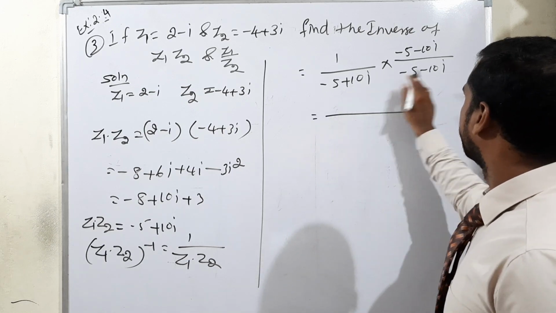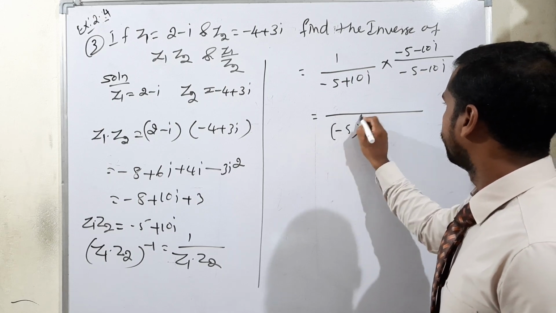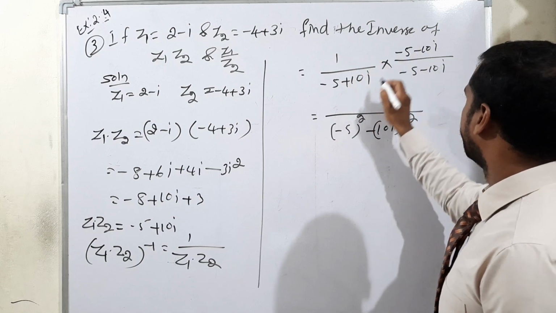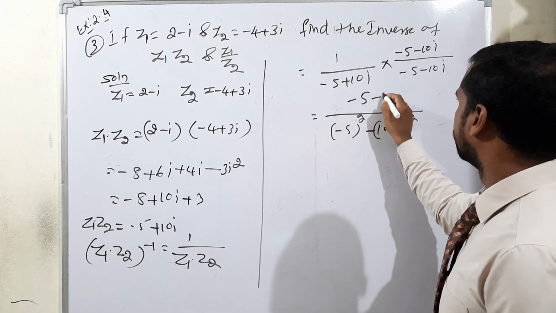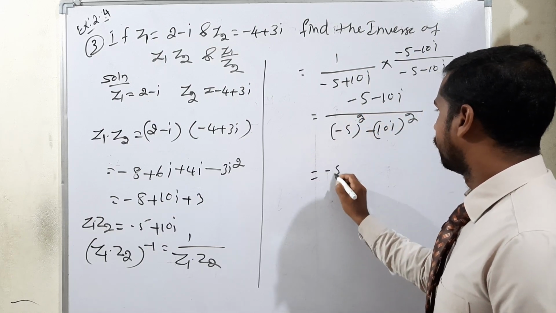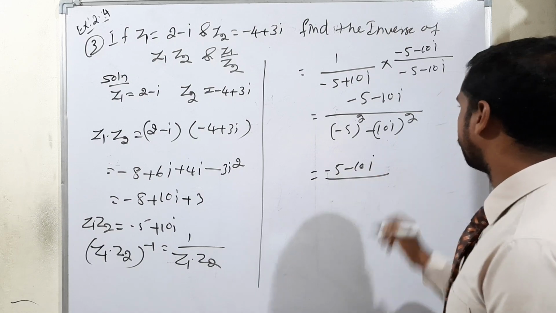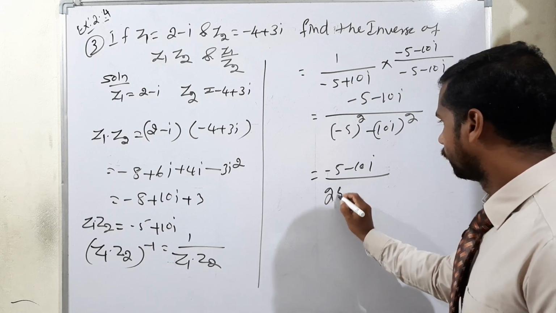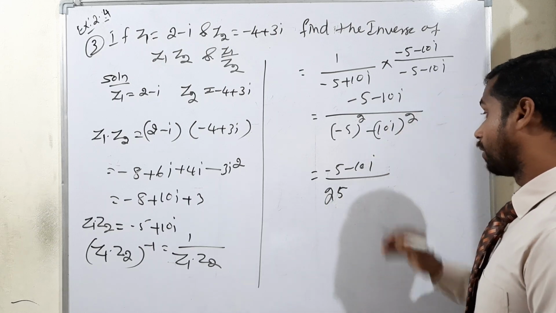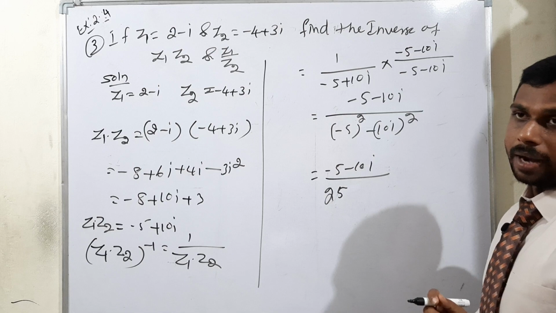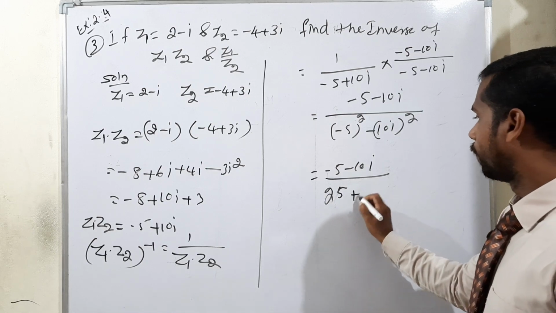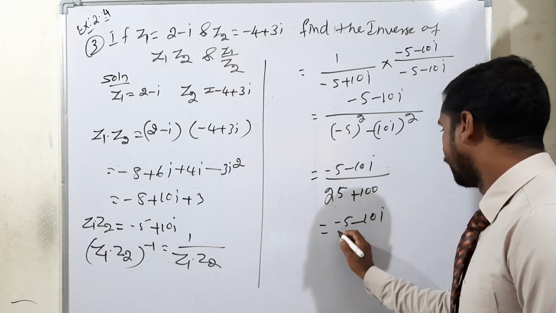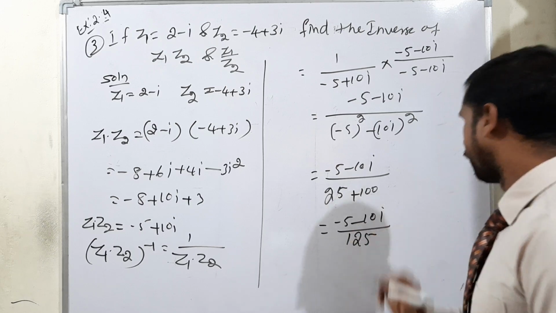So the denominator is a plus b into a minus b: minus 5 the whole square, plus 10i the whole square. Again, 1 into minus 5 minus 10i is as it is, minus 5 minus 10i. Divided by minus 5 the whole square, which means positive 25, isn't it? Again, 10i the whole square means 100, i square means minus, therefore positive 100. So minus 5 minus 10i divided by 125.